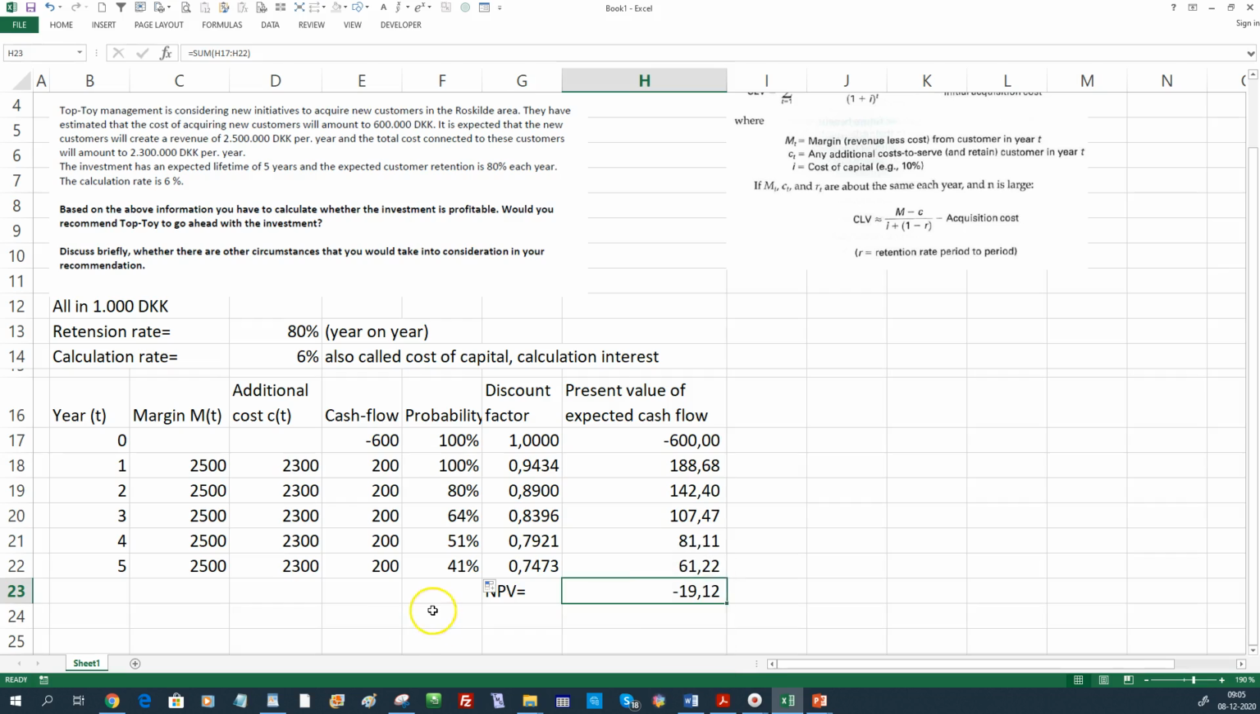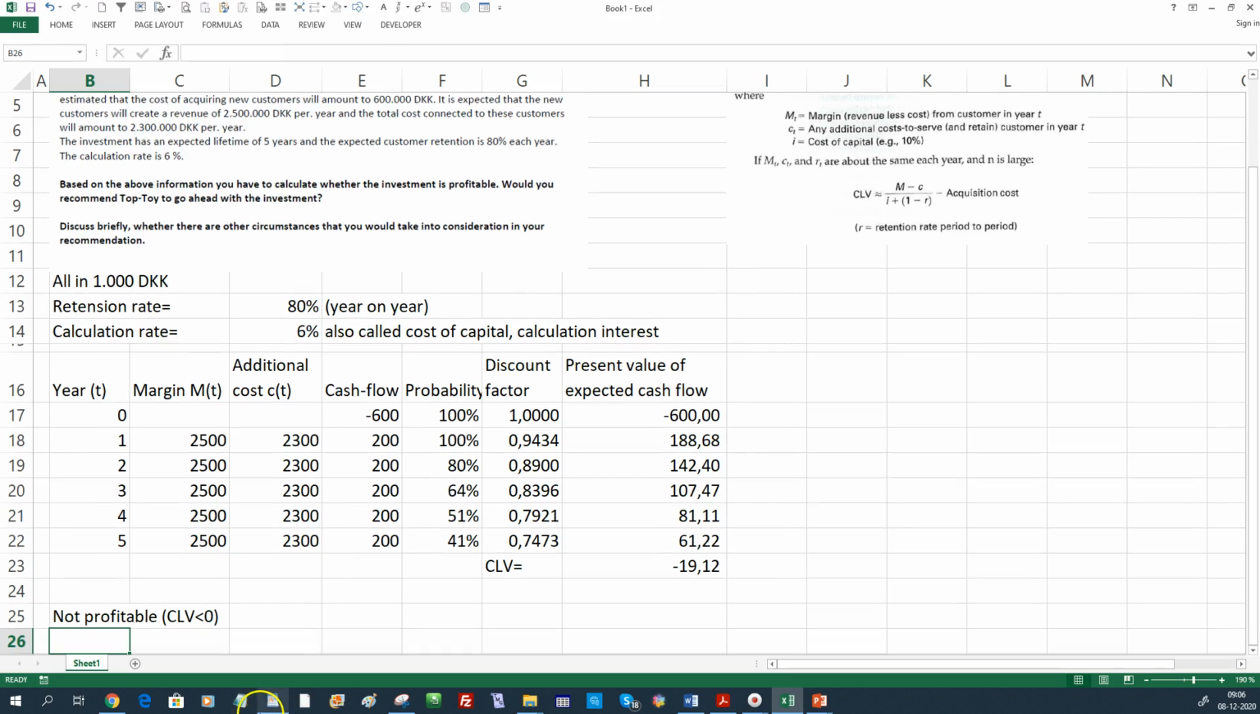Net present value is now lower, and actually I just chose net present value because that was a normal investment term. What we call it here is CLV, so now I call it CLV instead. So the conclusion is, it is not profitable. And I can put it here: CLV is negative. Not profitable.